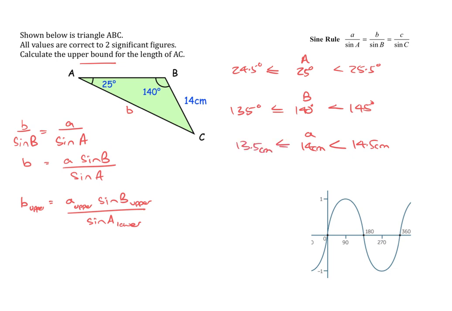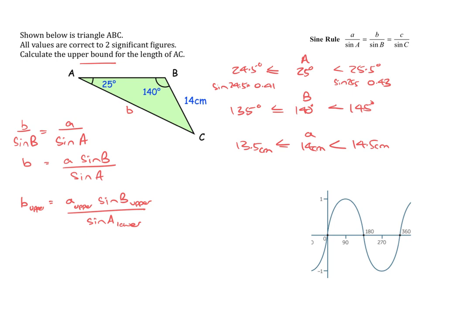But we're dealing with angles here, so let's just have a look at this. We're going to have the sine of these angles. So what is the sine of 25.5? Sine of 25.5 is 0.43. What's the sine of 24.5? It is 0.41. So that makes sense. The lower bound is 0.41, the upper bound is 0.43.